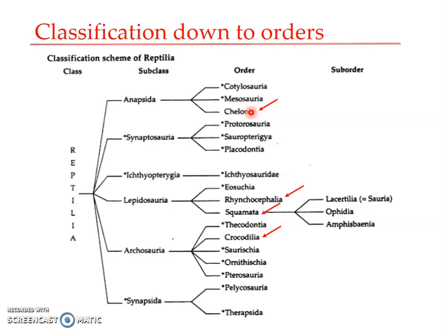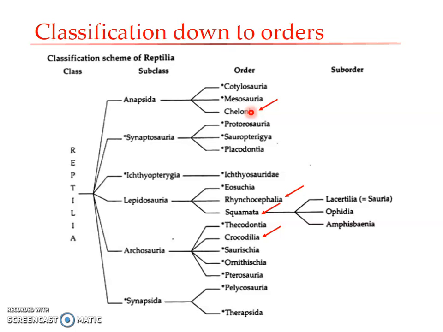Now, if we speak about the characters of these subclasses, the subclass Anapsida, as we have already seen, includes both extinct and living reptiles, and here the temporal fossae are absent. The temporal region has a complete bony roof, and it is divided into two orders, the Cotylosauria and Chelonia. Cotylosauria forms the stem reptiles, and includes extinct forms, for example Captorhinus, Diadectus, etc. Chelonia, otherwise known as Testudinata, includes living reptiles, that is turtles, tortoises, and terrapins.